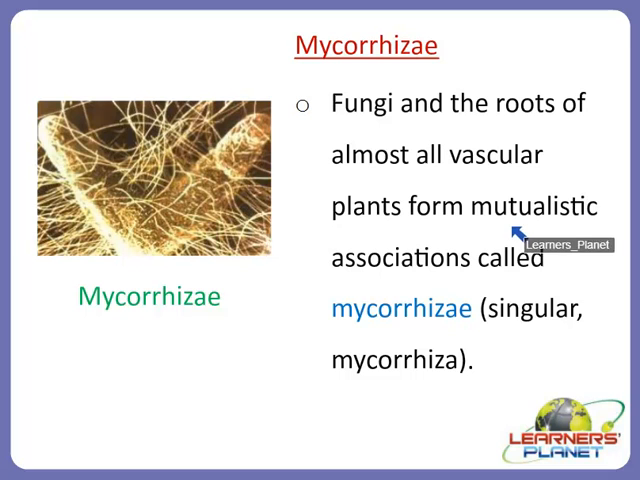Another example is that of Mycorrhizae. Fungi and the roots of almost all vascular plants, that is, the water-conducting plants, form mutualistic associations called Mycorrhizae. In singular form we call it Mycorrhiza. What is actually present over here? What can you see in the image? Yes, this is Mycorrhiza, which is a mutualistic association between the fungi and the roots of vascular plants. The fungus here gets its energy from the plant, and the plant acquires an efficient nutrient-absorbing mechanism. Which type of mechanism? That is the actively growing hyphae. Can you see here?